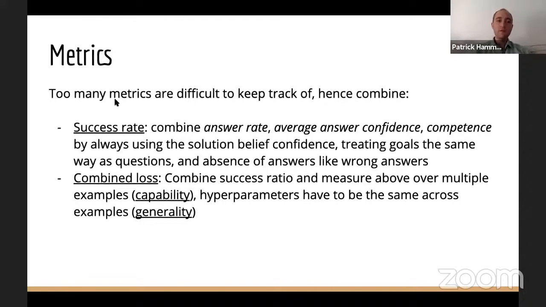However, there's the issue, if you have a lot of metrics, of how to keep track of them. You make a change. Some metrics will get better, some will get worse. It's a problem. But it's not a complete solution, you can at least combine certain general purpose measures. So we have, for instance, the success rate. We combine the answer rate, the average answer confidence, how much evidence was collected, and the competence in terms of score fulfillment.